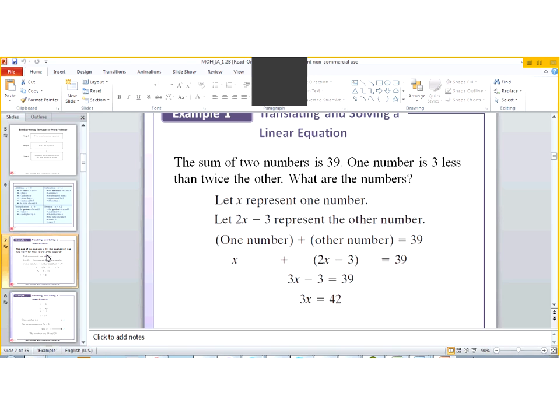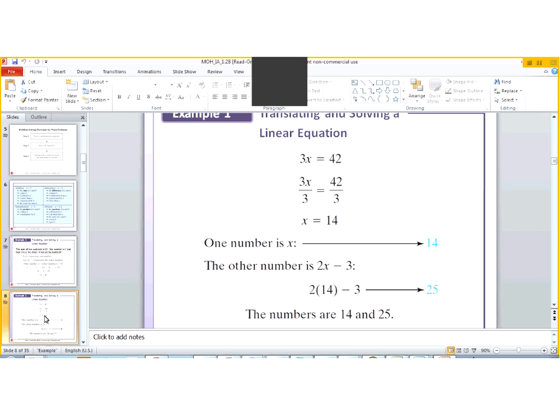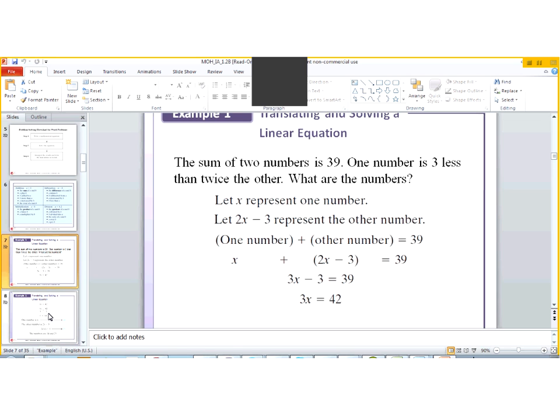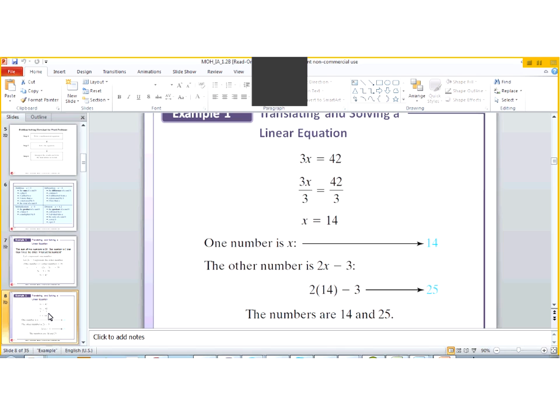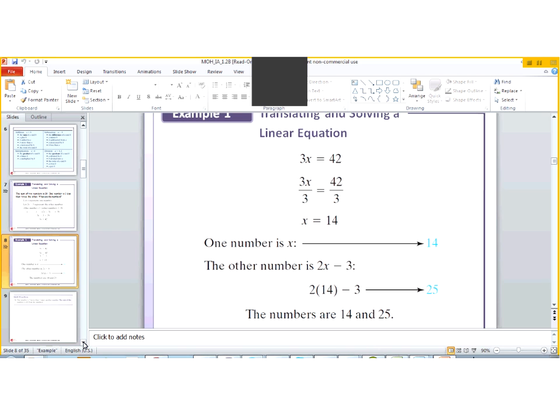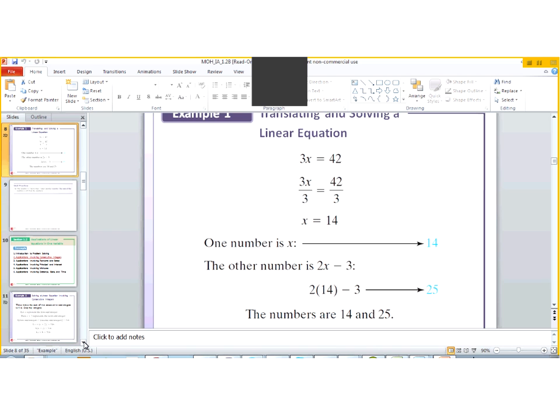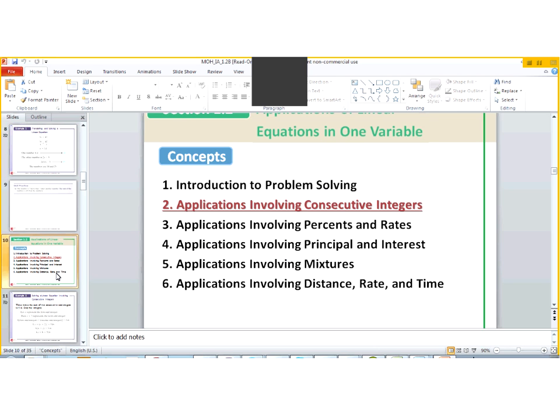Here it is. So the sum of two numbers, we talked about this. You see that now, Jerry, right? Okay, good. We resolved the problem. So here we set it up, we solve for x, and we get x equal to 14. Once you find the first number, double that, subtract 3 from that, so the answers would be 14 and 25. So that was one example of this type of problem.